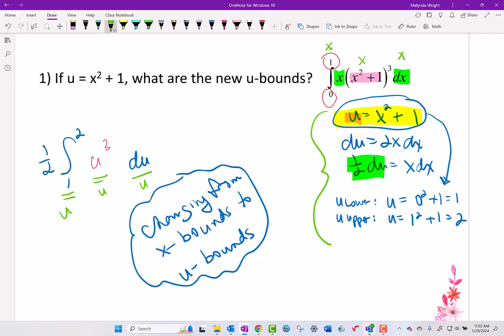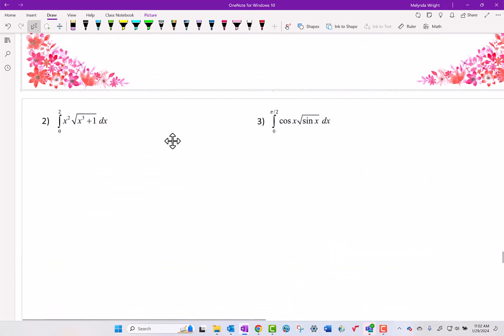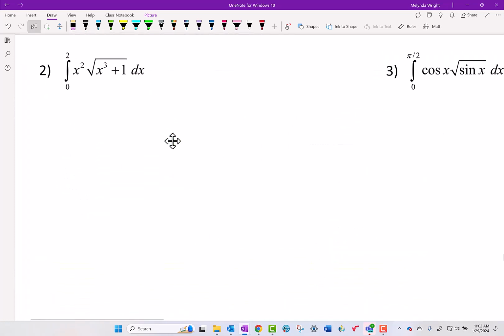Okay, so let us move to some examples that we can work. I think I've got a couple of them. Let's think about the locations where u normally is. As we're looking at this integrand, what would we think u was? X cubed plus 1, that's what it is. So we're going to write that out. So u is x cubed plus 1.